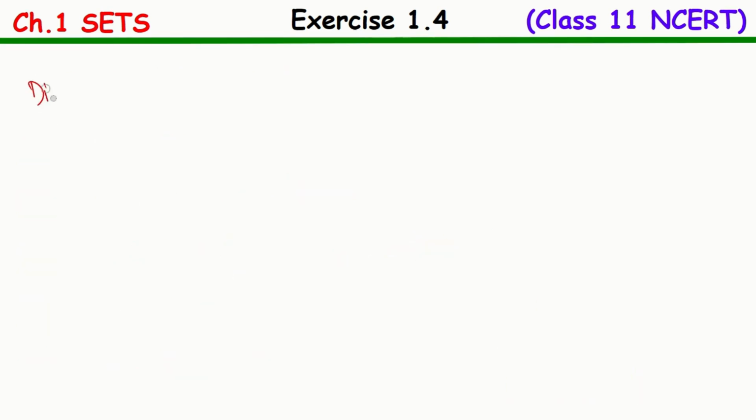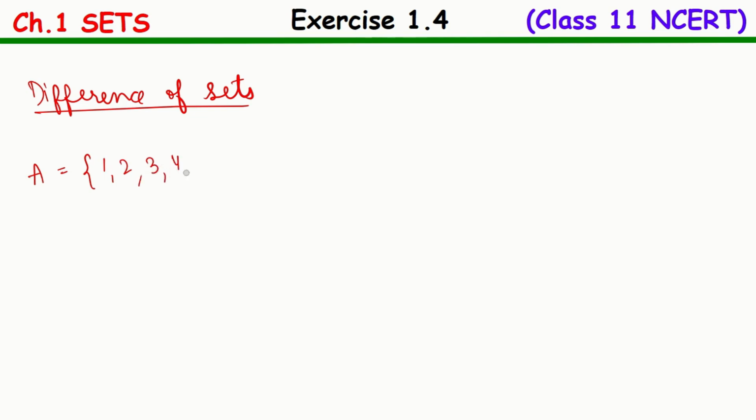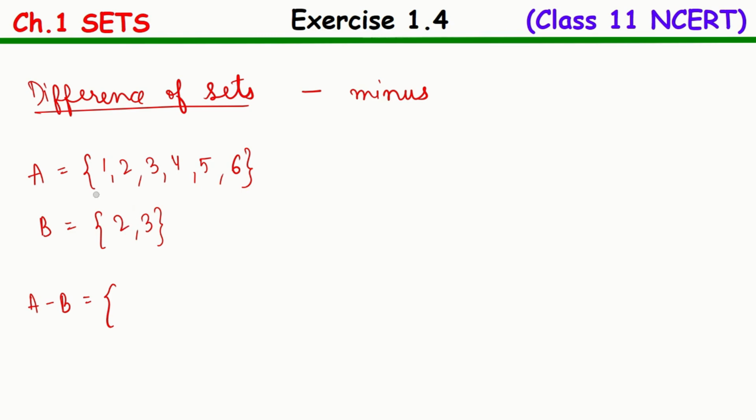Next we will talk about the difference of sets. So if we have a set A which is 1, 2, 3, 4, 5 and 6. We have a set B which is 2 and 3. So difference means you have to just minus them. Okay. So A minus B will be equal to, from the set A you minus or remove the element 2, and from A you remove the element 3. So we will get only 1, 4, 5 and 6. This is the difference of sets.